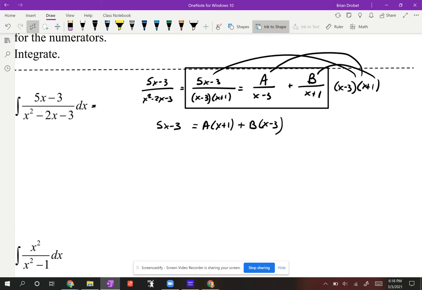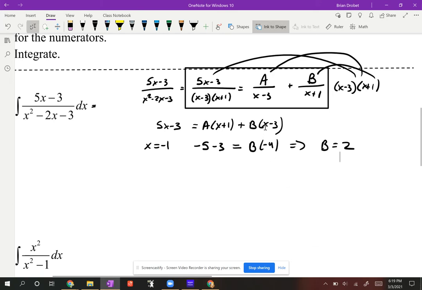The easiest way to do this is to do some substitution values. Notice, if I were to let x be equal to negative 1, then this equation right here will be negative 5 minus 3 equals, now I chose negative 1 here because I knew by substituting in negative 1, it would get rid of this entire term. So all I'm left with now is B times negative 4. That's going to allow me to solve for B, and I think in this case, B is going to be 2.